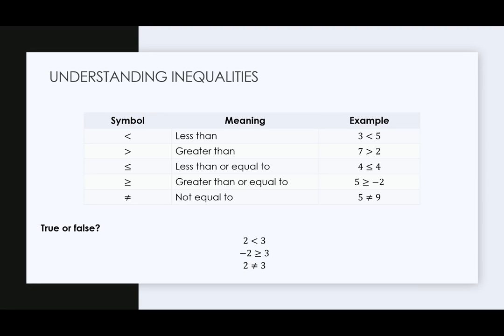All right, so now we're going to look at these true or false questions. The first one, is it true that 2 is less than 3? Well, yeah, that makes sense. So that's true. So I'm going to put a tick next to that one. Now, is -2 greater than or equal to 3? Well, negatives aren't bigger than positives. They're smaller. So -2 is actually smaller than 3. So that one's false.